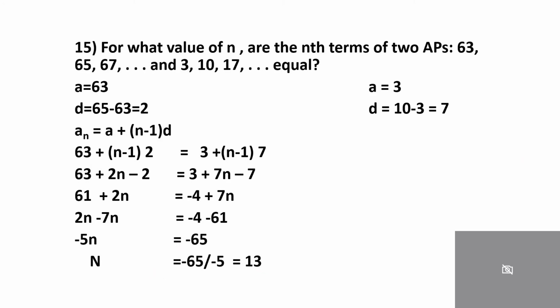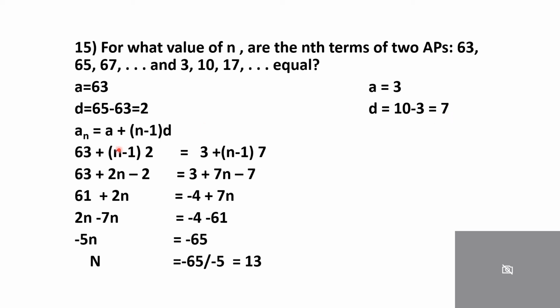Now going to the next problem. For what value of N are the nth terms of two APs, 63, 65, 67 and 3, 10, 17, equal? So you see A equal to 63 here, A equal to 3 here. D equal to 65 minus 63, that is 2. Here D equal to 10 minus 3, that is equal to 7.